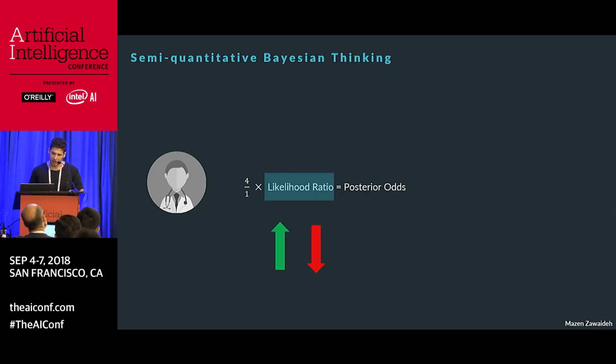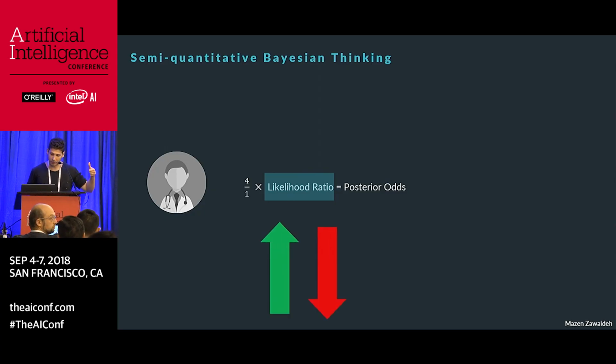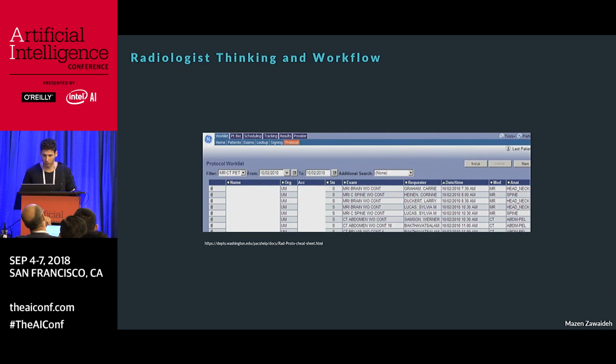And so we get a chest x-ray, and this likelihood ratio, every diagnostic test has an associated likelihood ratio. And the likelihood ratio says, what direction am I going to change my belief about the presence of disease, and how much? And so in the radiologist world, the way we do this is we have a list of patients and a list of imaging studies that we need to read.